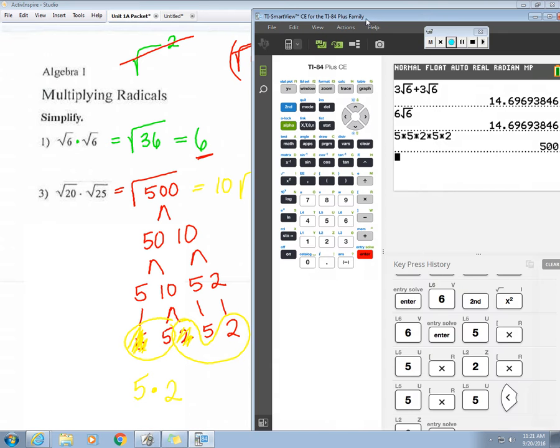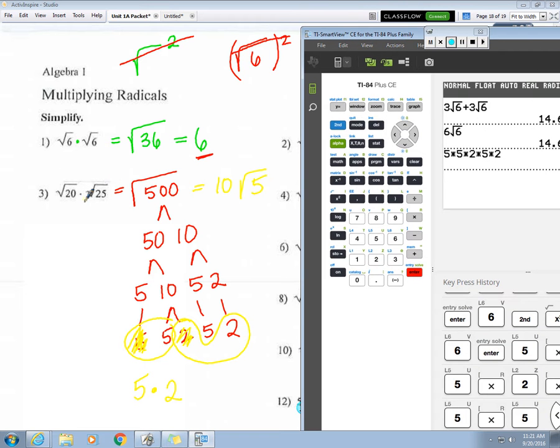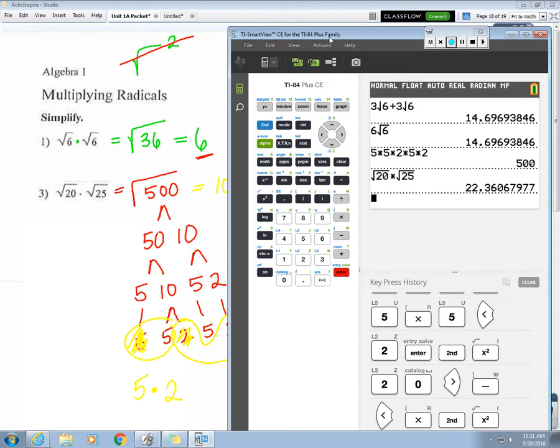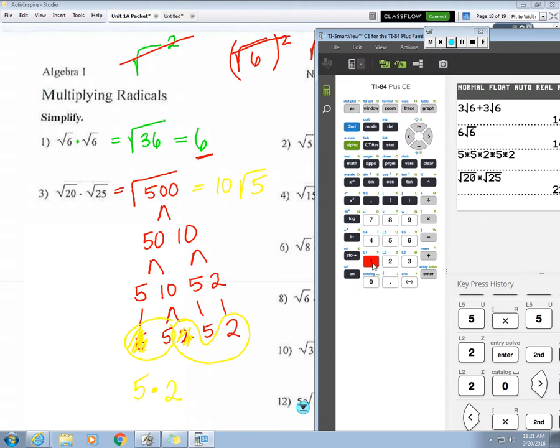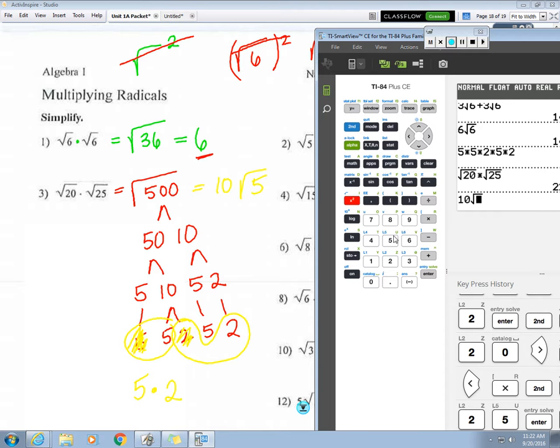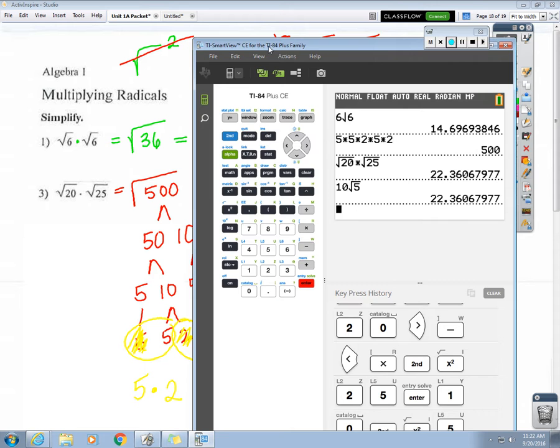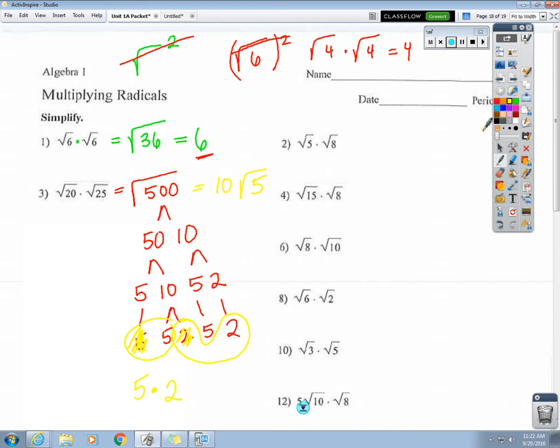Just like always, if you're not sure whether you did it right, type in the question, the square root of 20 times the square root of 25, and it equals 22.36. Now type in your answer, 10 square roots of 5, and you get the same thing. So we know we did it right. Okay, let's look at number 5 together.